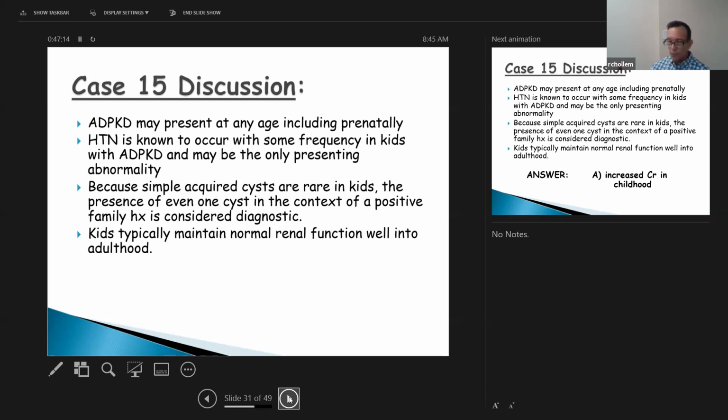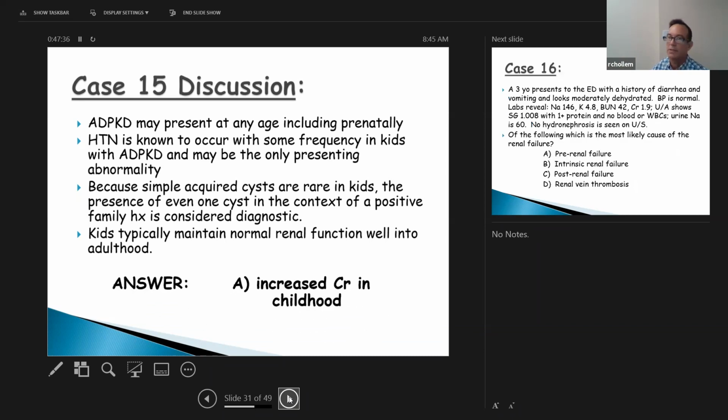Remember, in the worst form of ADPKD, you develop advanced chronic kidney disease in your 50s to 60s. So it is inevitable, but it's late. So we don't screen labs in our pediatric population with ADPKD, but we do often have to treat their blood pressure. So increased creatinine in childhood is not likely.